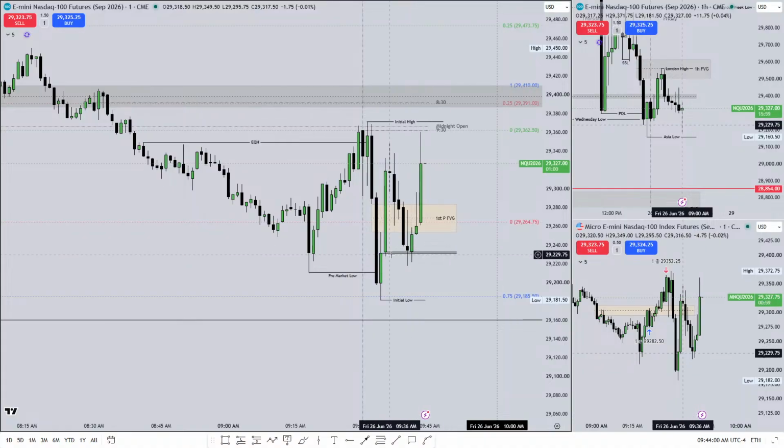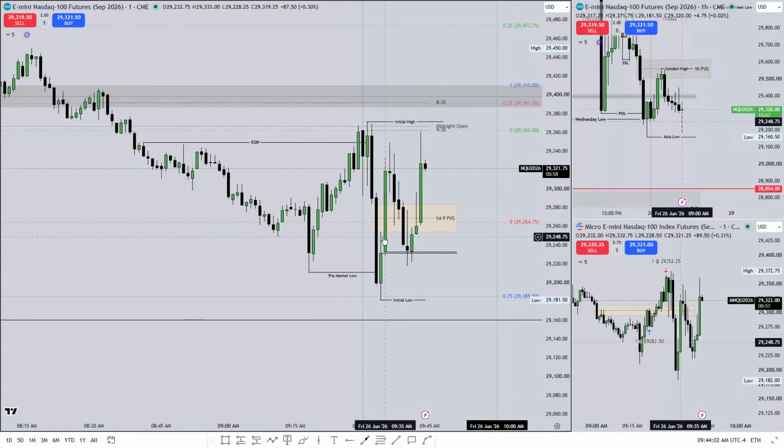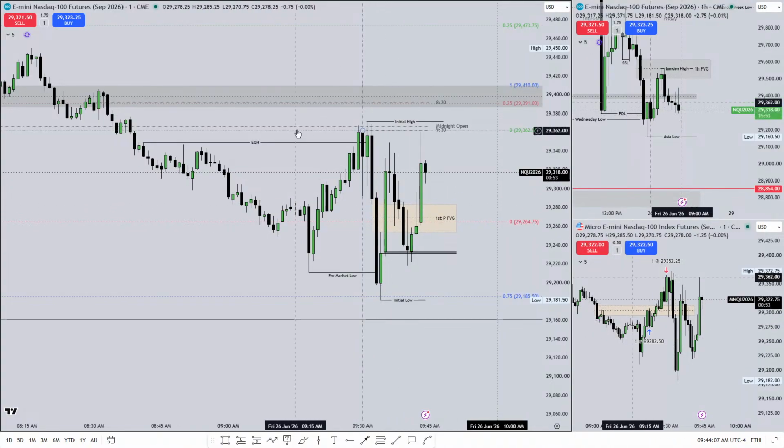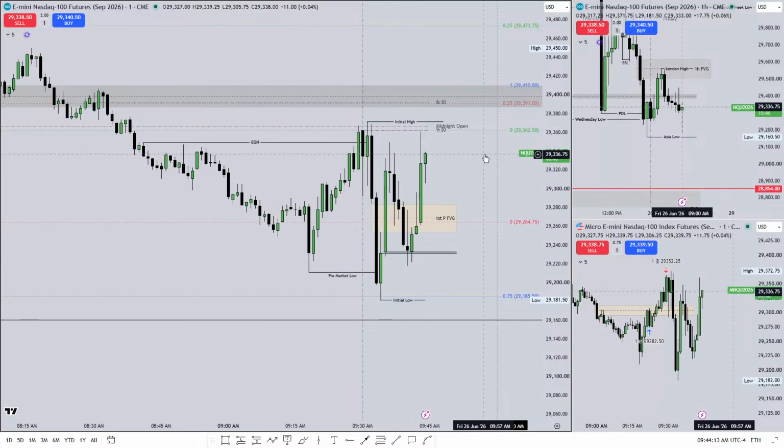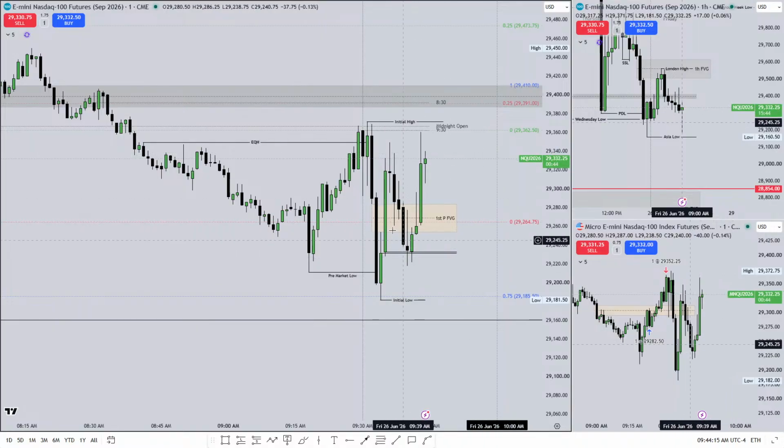So look at the body's respected volume imbalance right there. There were probably people trying to short this inversion fair value gap right here. But again, being within this range, it's tough. And you got to take into account with your fair value gaps the volume imbalances. If you don't, then you're going to read your gaps wrong.